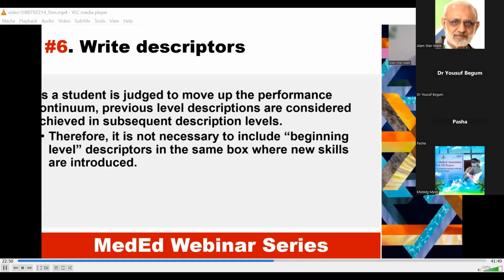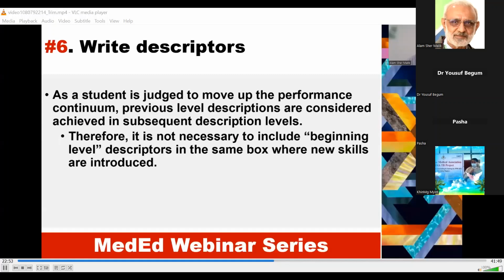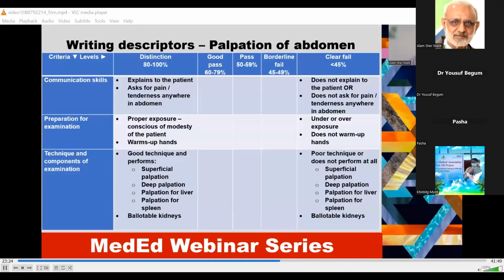Then write the descriptors. As a student is judged to move up the performance continuum, previous level descriptors are considered achieved in subsequent description levels. Therefore, it is not necessary to include the beginning level description in the next box where new skills are introduced. The description in a particular cell is in advance or on top of the description given in the previous cell.